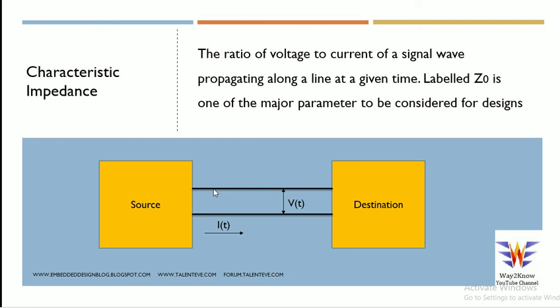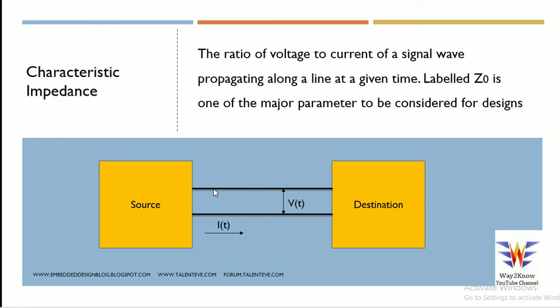This characteristic impedance is labeled as Z0. So Z0 is the characteristic impedance, which is one of the major parameters in our designs. This is what needs to be considered if you need to have a decent output in high-speed designs.